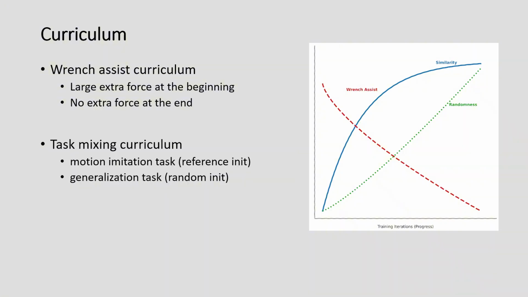Second, a task mixing curriculum. We mix motion imitation environments, initialized from reference states, with generalization environments initialized from more randomized states. As training progresses, we gradually increase the proportion of generalization tasks. This transition allows the policy to first acquire stable motor skills and then generalize them.